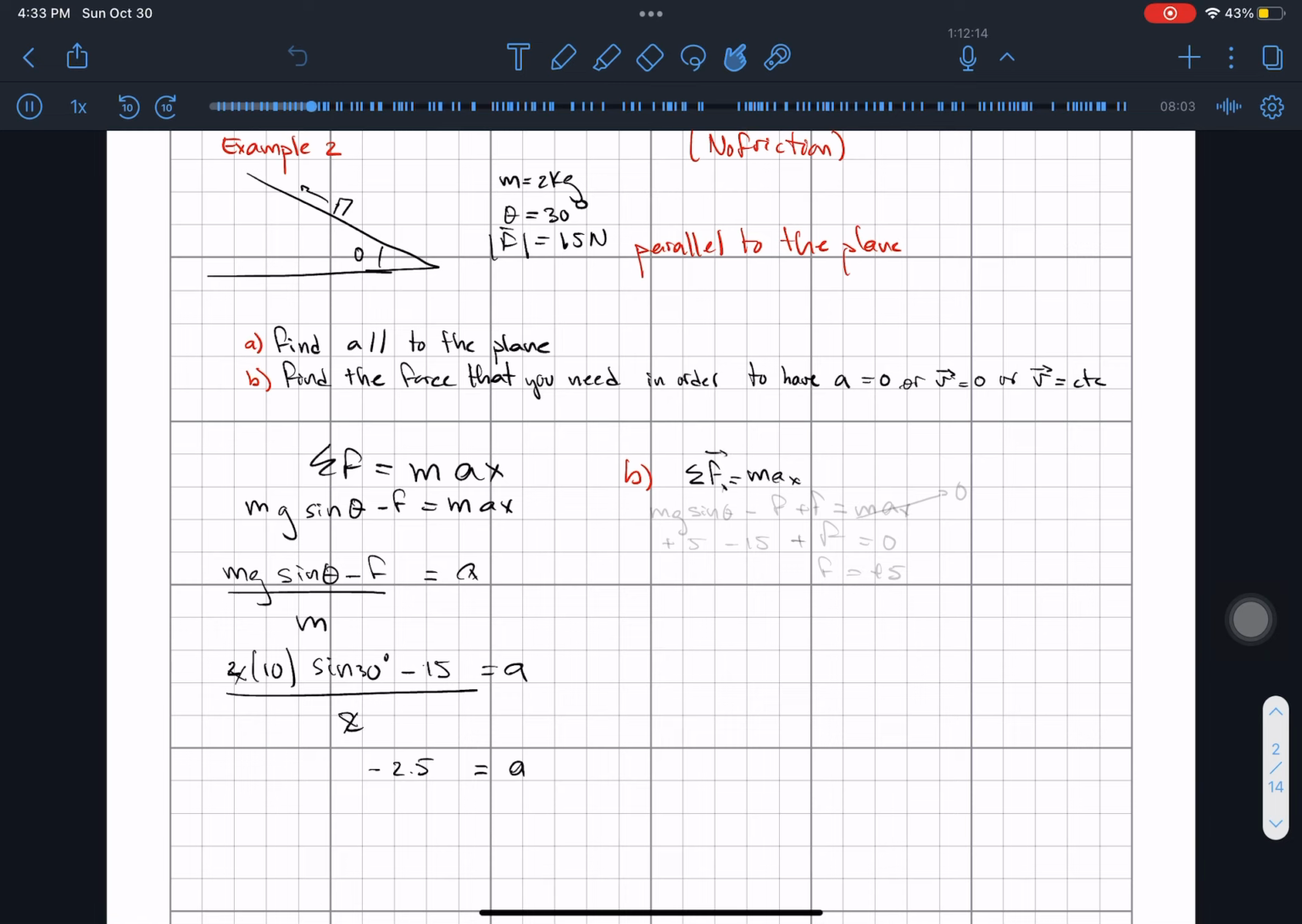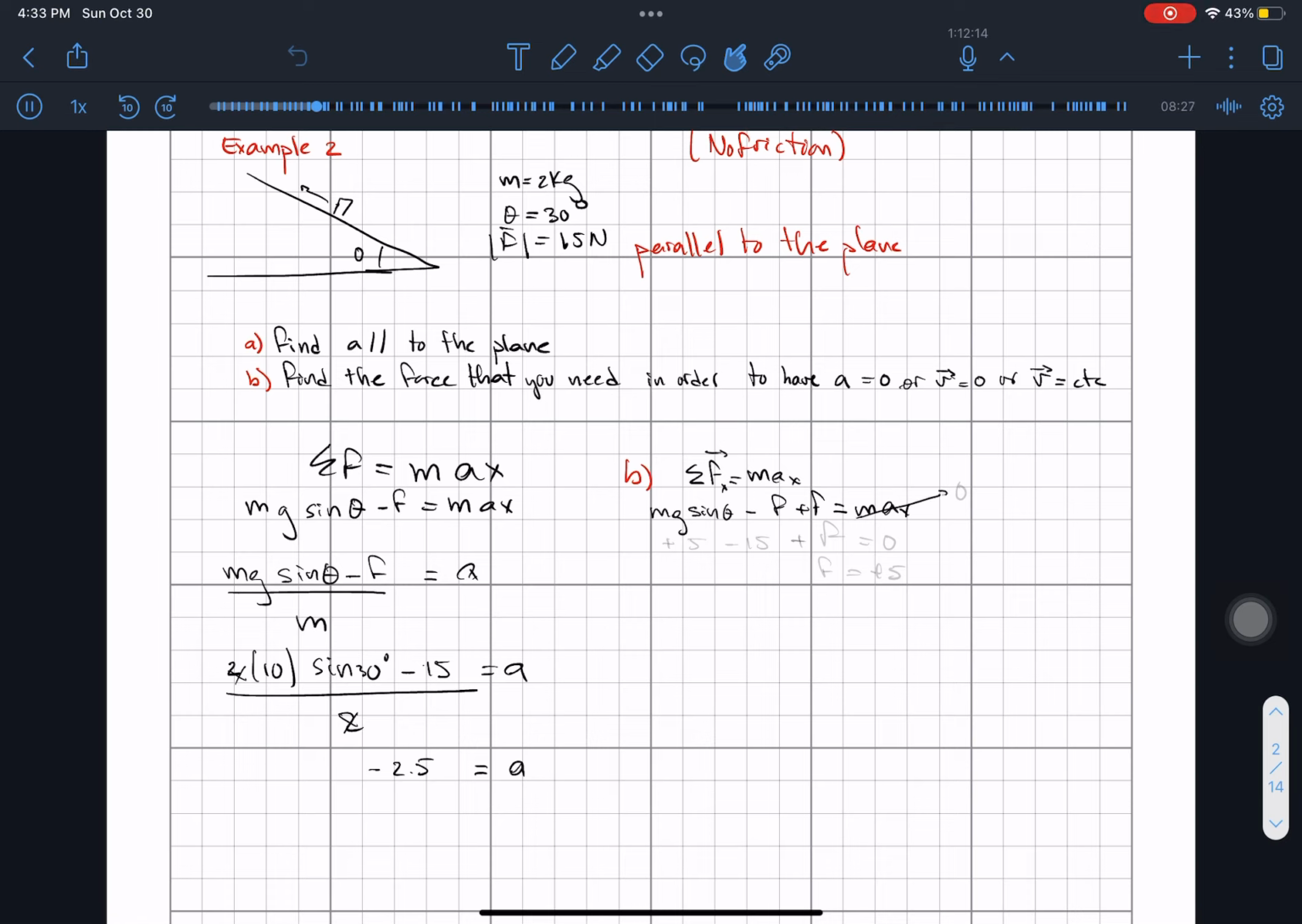Now for B, we use the same equation that we used before, but we add an additional force. So we have mg times the sine of the angle minus the initial force plus this new force. It's going to be equal to the mass times the acceleration.